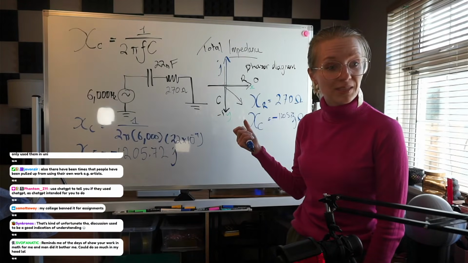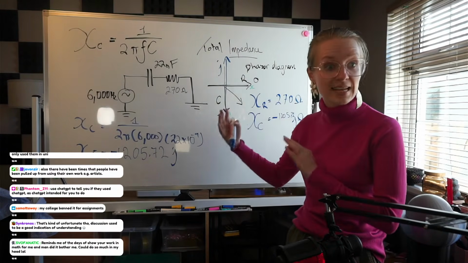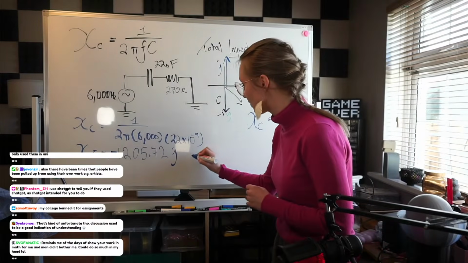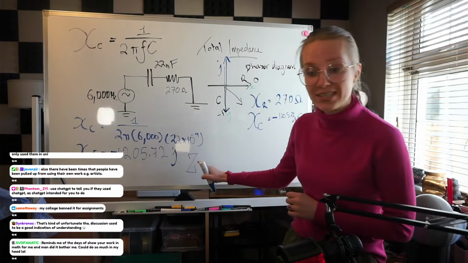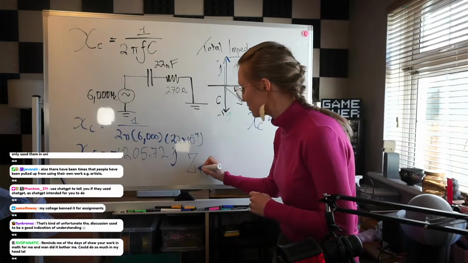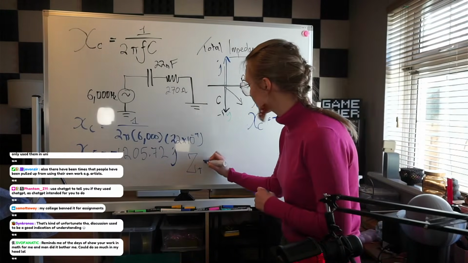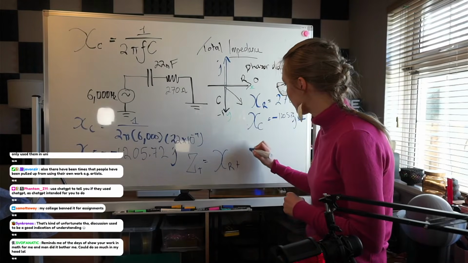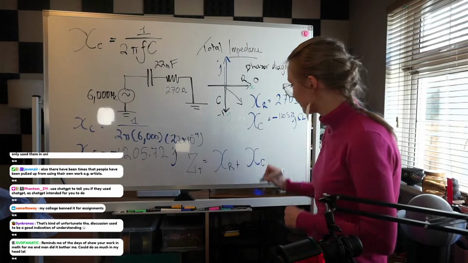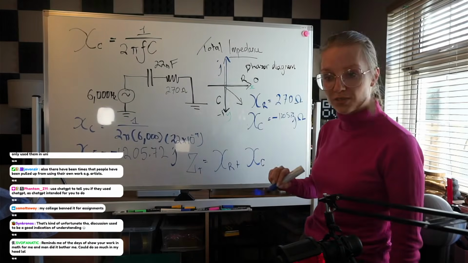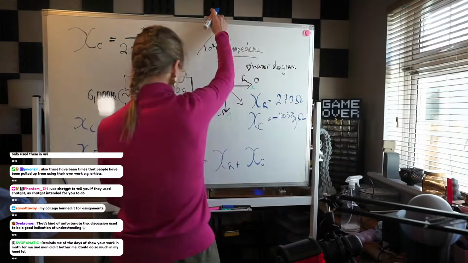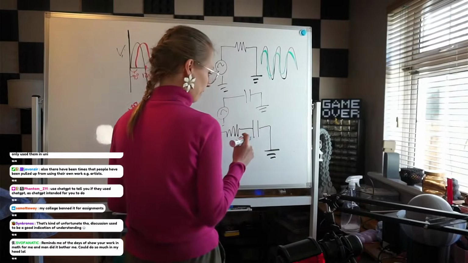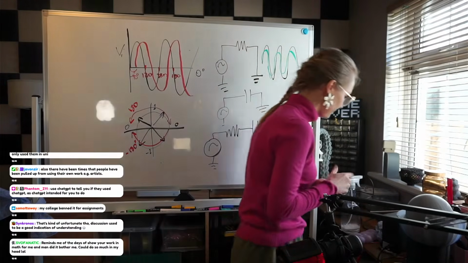So to get the total impedance, which is the net reactance of our circuit, we use a capital Z first. I'm going to use the symbol T for total, is equal to the reactance of R plus the reactance of C. Let's add those two together. I hope you remember your trig.